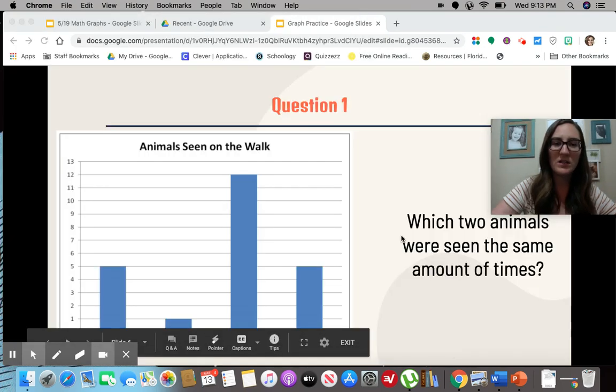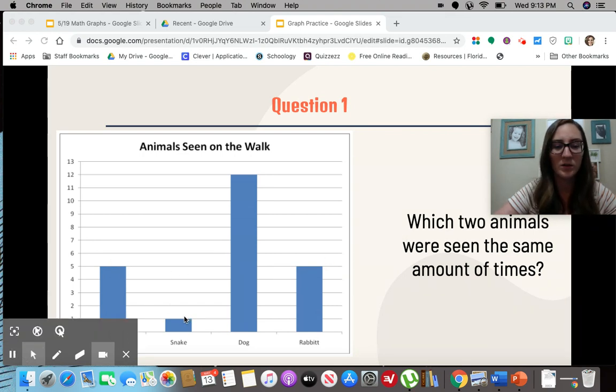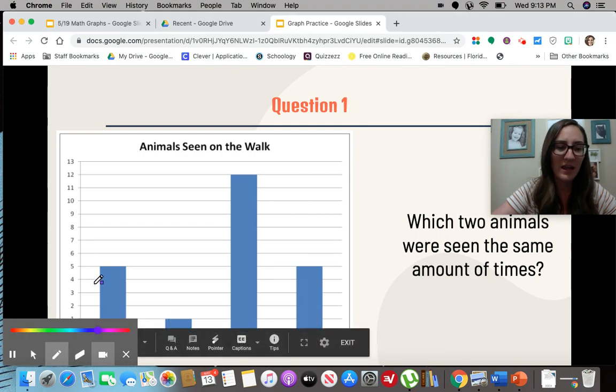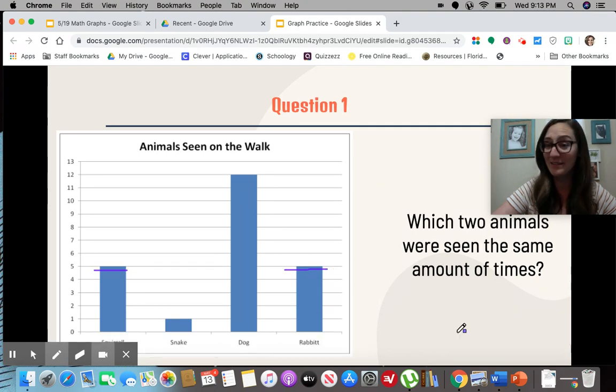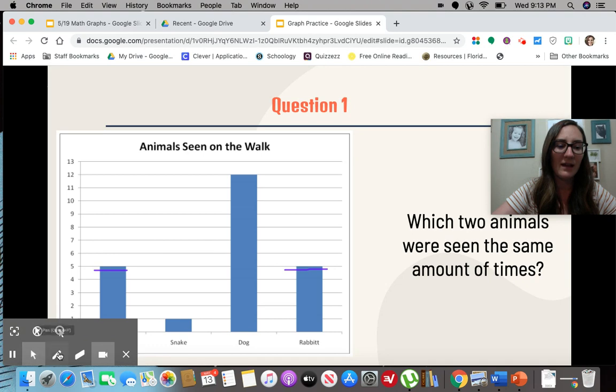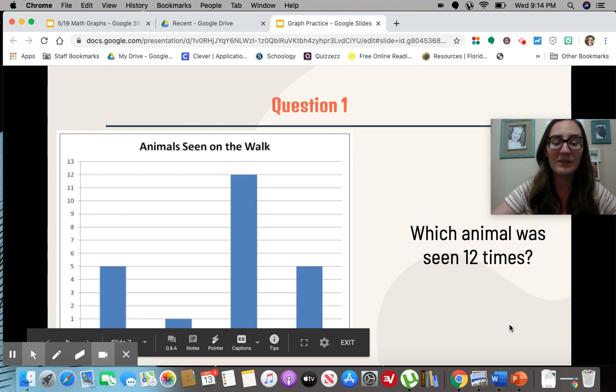So the question is, which 2 animals were seen the same amount of time? Remember, I know you can't read it, but this is squirrel, snake, dog, and rabbit. So which 2 animals were seen the same amount of time? If you look at the bar graphs, the graphs are the same. Squirrels and rabbits. All right, let's try another one. Which animal was seen 12 times? It is dog. If I look up here, dog is 12 times.